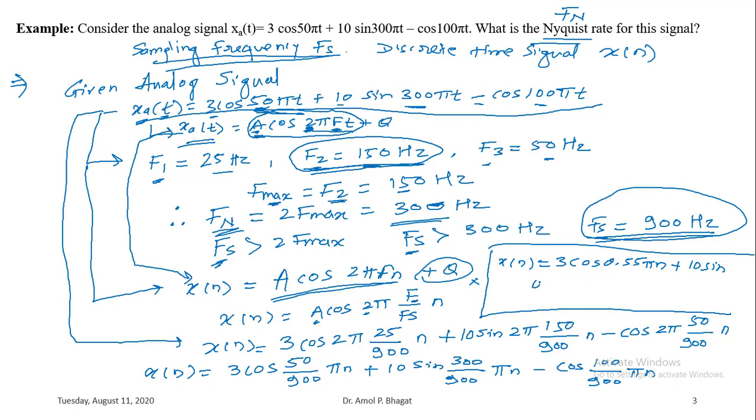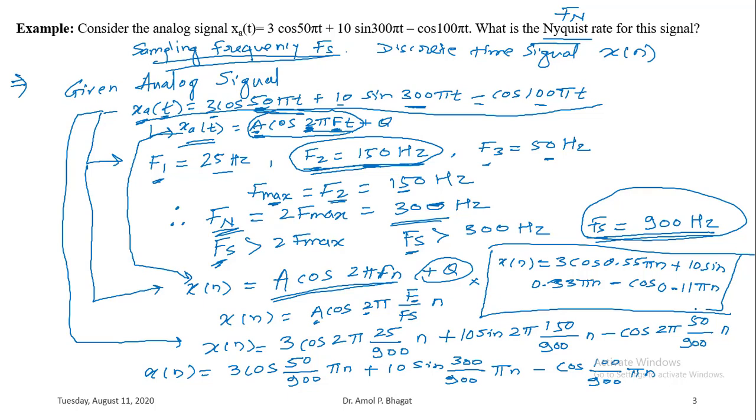So 10 sine 0.33 pi n minus cos, again I can keep this 100 by 900 as it is, or I can replace it with 0.11. So cos 0.11 pi n. Okay, so this is the final required discrete time signal.